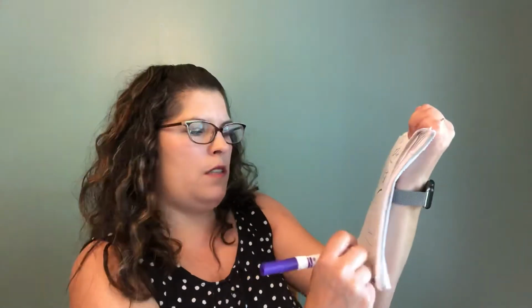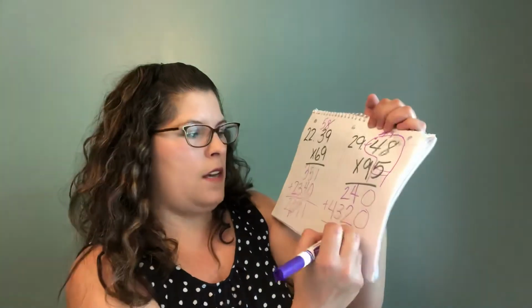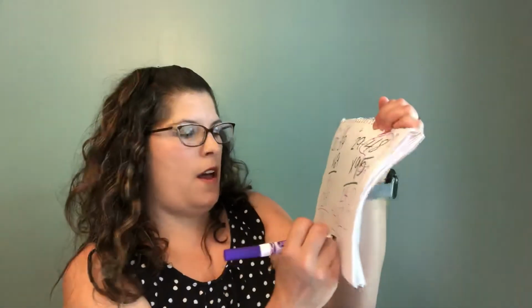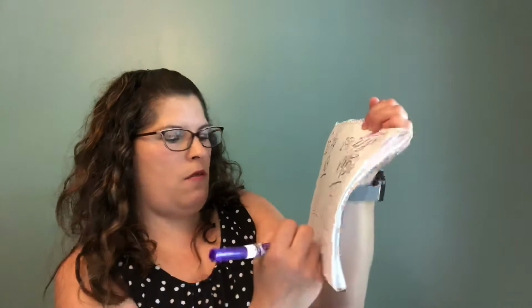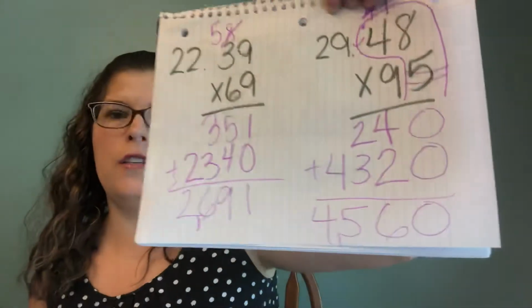And now we're down to just adding it up. 0 plus 0 equals 0. 4 plus 2 equals 6. 2 plus 3 equals 5. 4 plus 0. So 4,560.